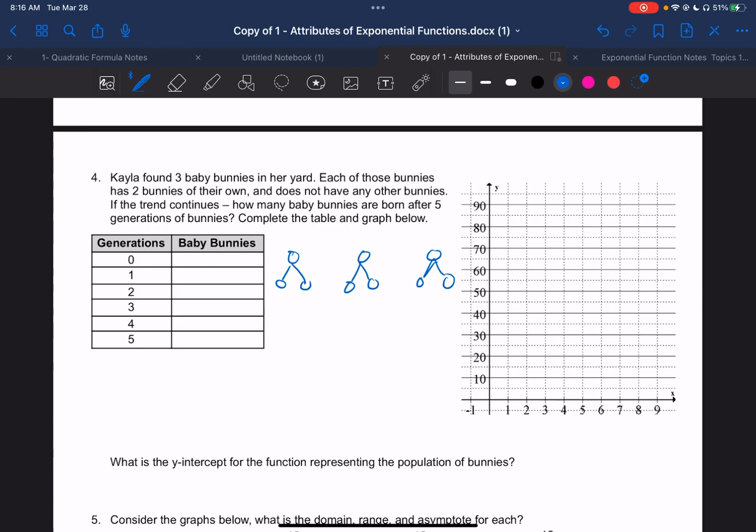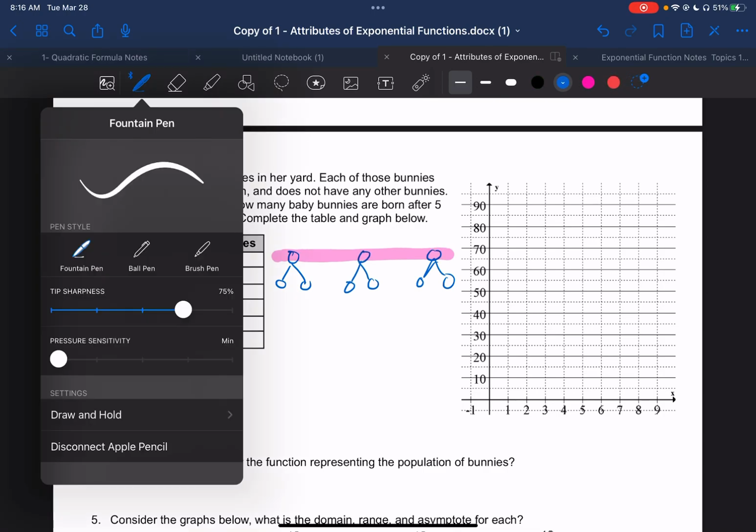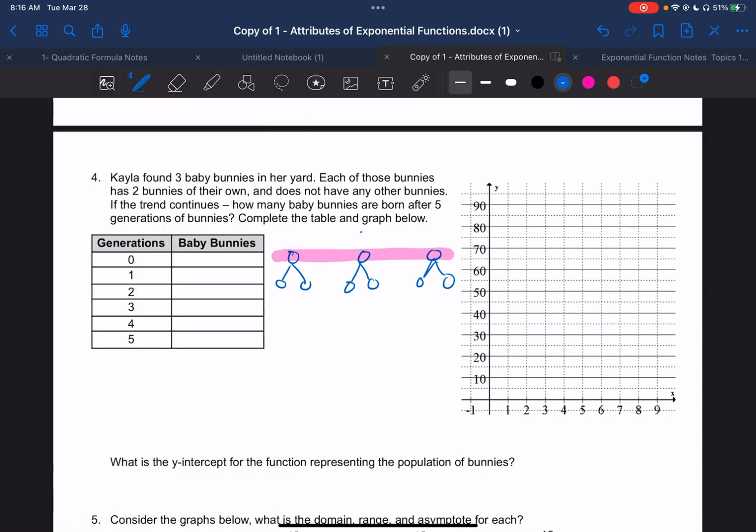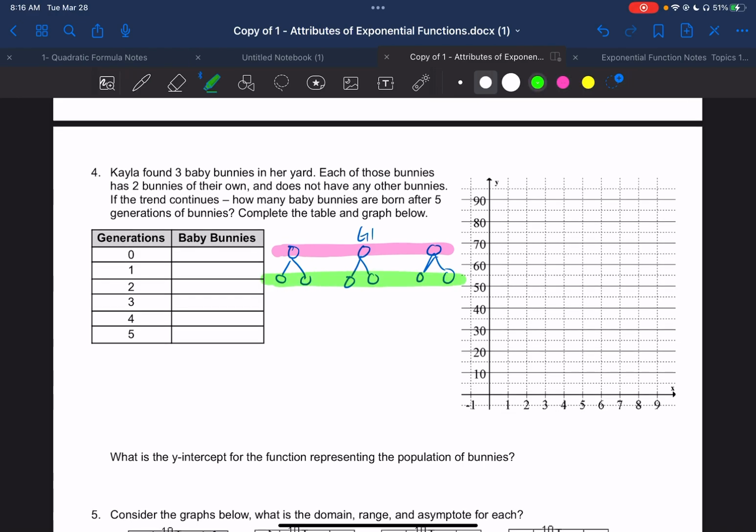Then it says how many bunnies will be born after the first generation? So this first one, this is generation 1. Then this right here is generation 2. Then you have to keep going. If the trend continues, meaning if this baby had 2, and this baby had 2, and this baby had 2, and this had 2, then this would be generation 3.